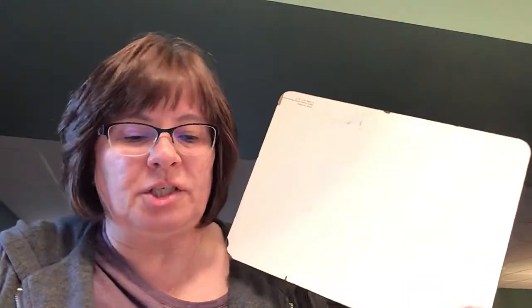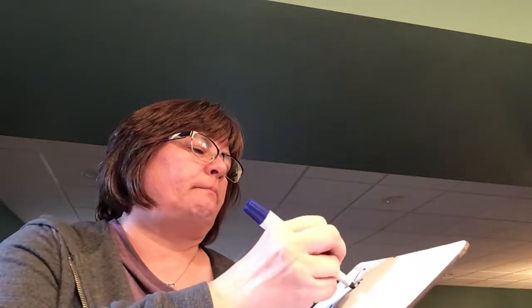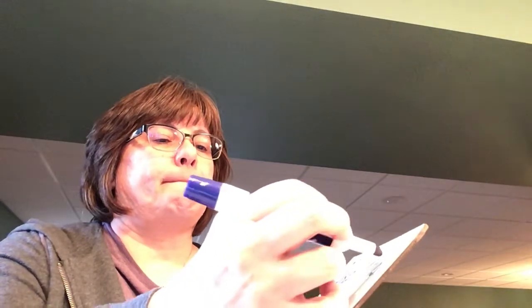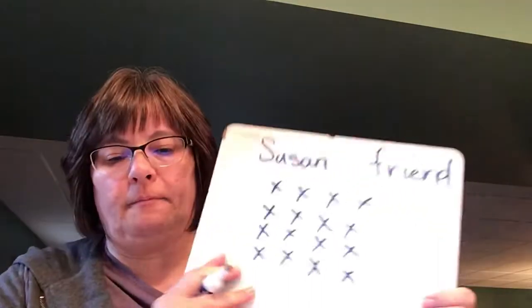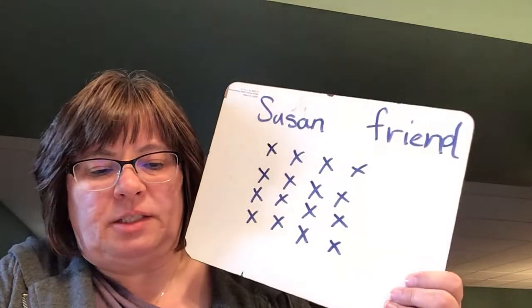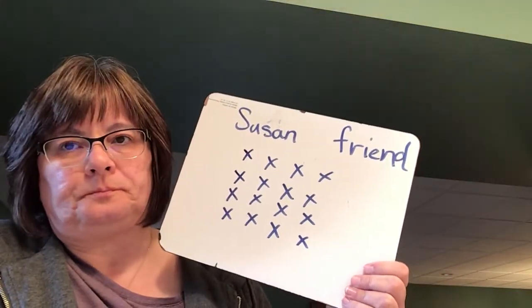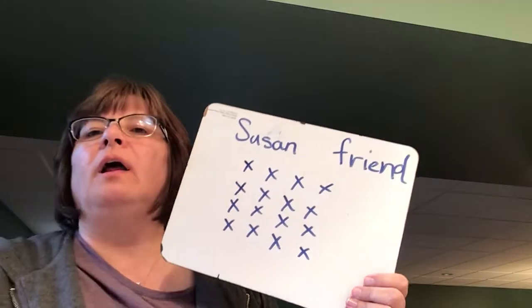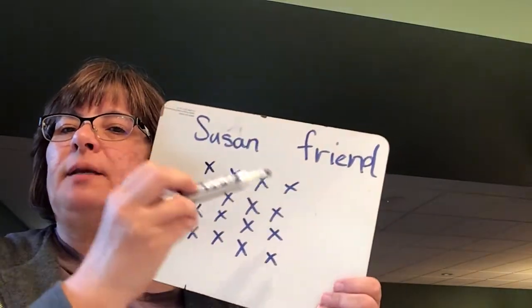All right. Susan shared 16 stickers equally with her friends. So she's got 1, 2, 3, 4, 5, 6, 7, 8, 9, 10, 11, 12, 13, 14, 15, 16. She's got stickers to share. And it's Susan and her friend. Okay? Now the question is, what fraction did each person get if they shared them? Well, the question would be, how many equal parts do we need to put these stickers in?